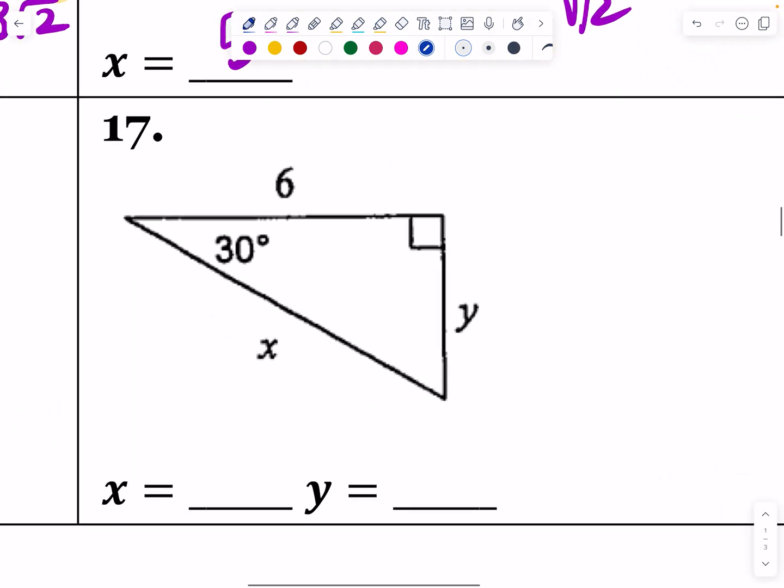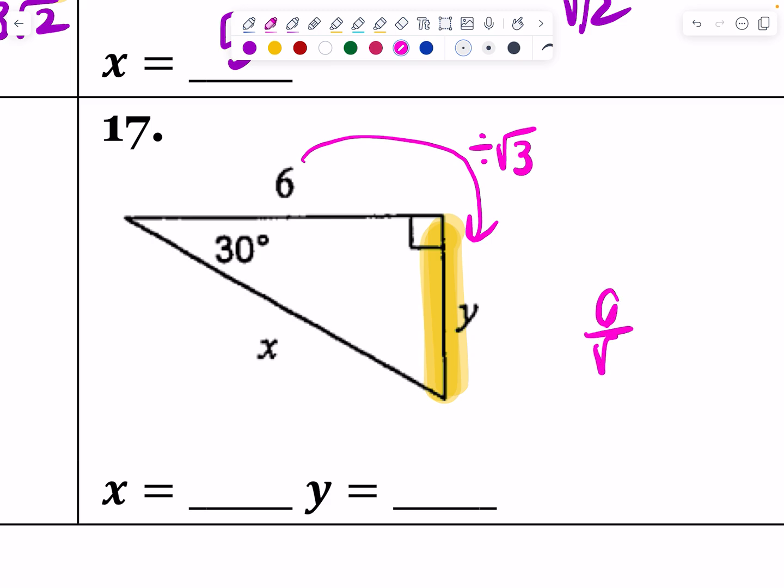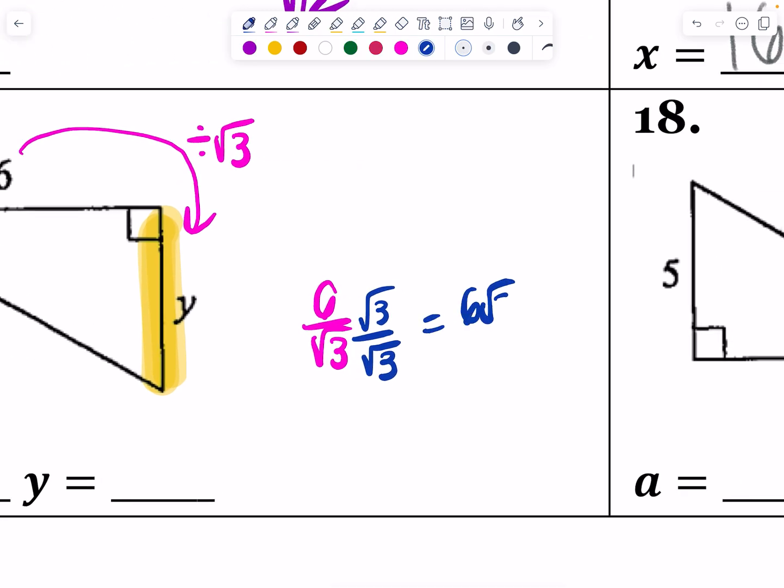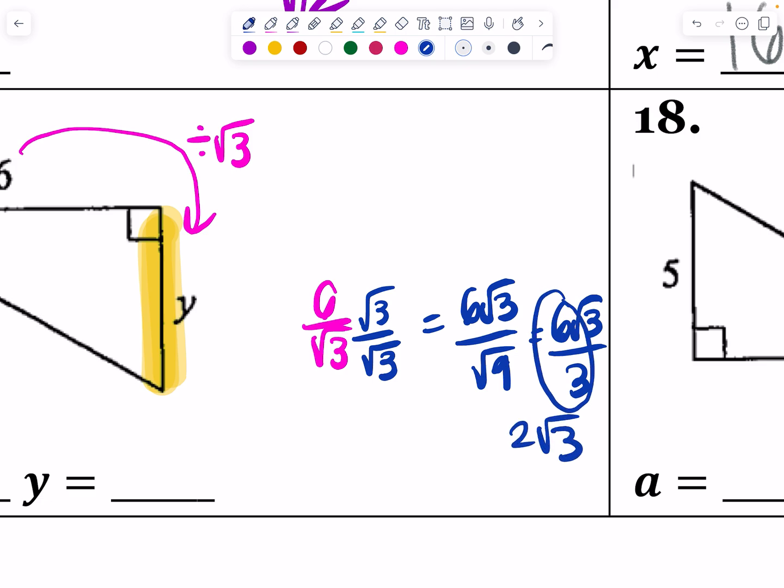Number 17 is a 30, 60, 90 triangle. Again, I need my short leg first, so how do I get it? I'm going to go from my long leg back to my short leg, and to do that, you divide by root 3. So that's going to be 6 divided by root 3. And now we need to rationalize that denominator, so I'm going to multiply by root 3 over root 3. You get 6 root 3 over root 9. Well, what is the square root of 9? It's a perfect square, so it's going to be 6 root 3 over 3. 6 divided by 3 simplifies to 2 root 3. So my short leg is 2 root 3.